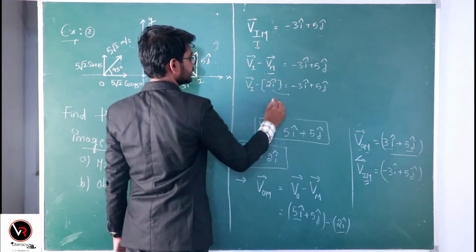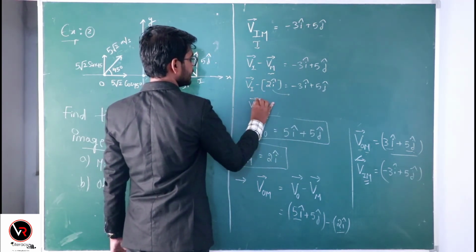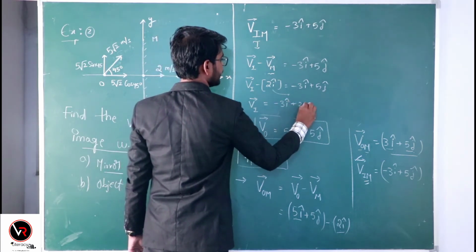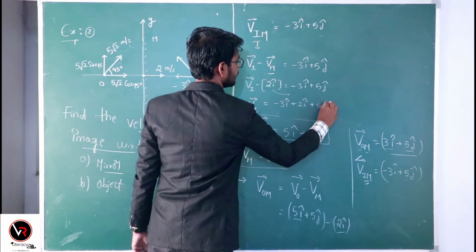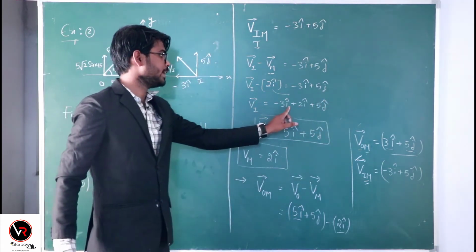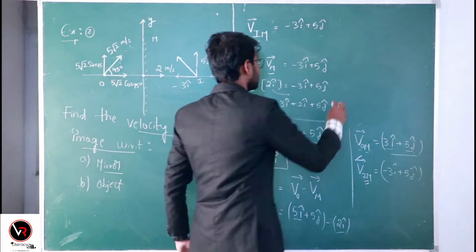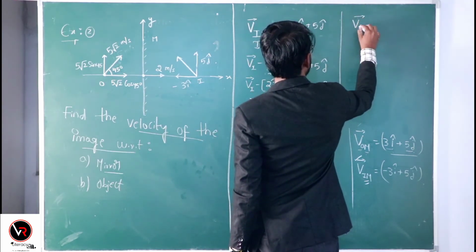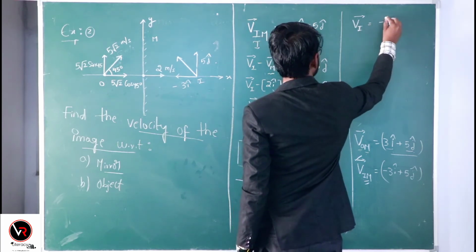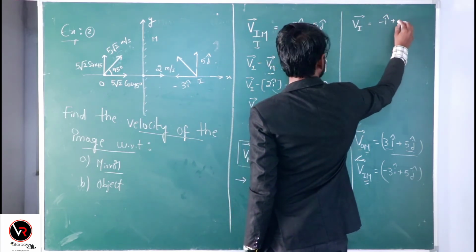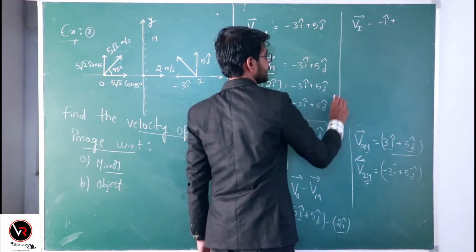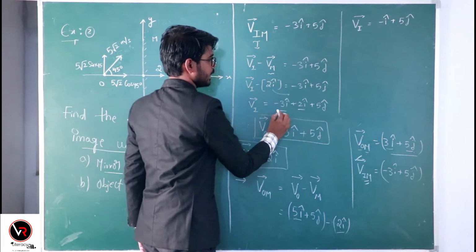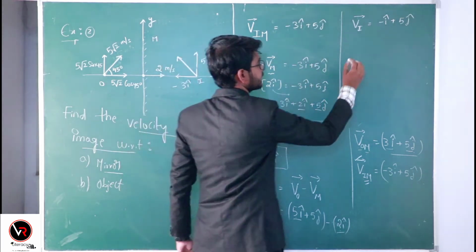So take this one on this side, and you get velocity of image is equal to minus 3 i cap plus 2 i cap plus 5 j cap. So minus 3 i cap plus 2 i cap, you will get minus i cap. So the velocity of image, this is the absolute velocity of image, is equal to minus i cap plus 5 j cap. See here, minus 3 i cap plus 2 i cap, how much? Minus i cap, and this is plus 5 j cap.